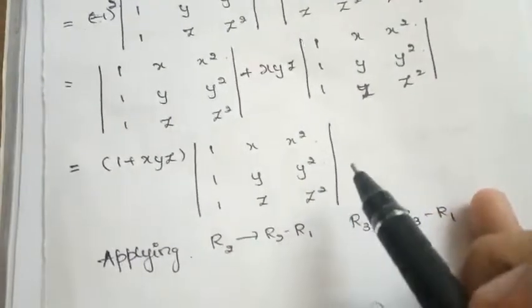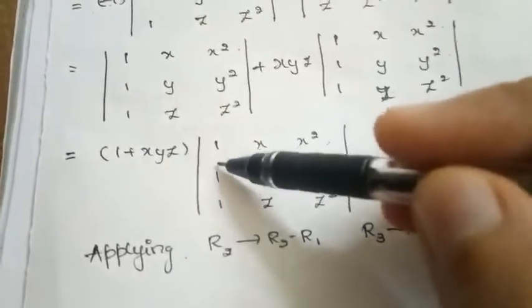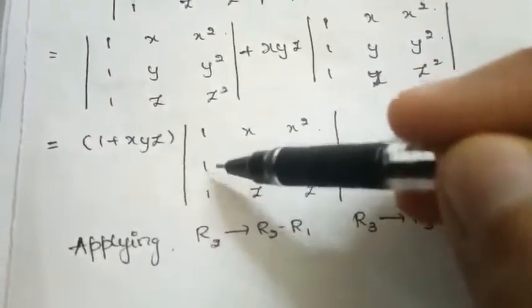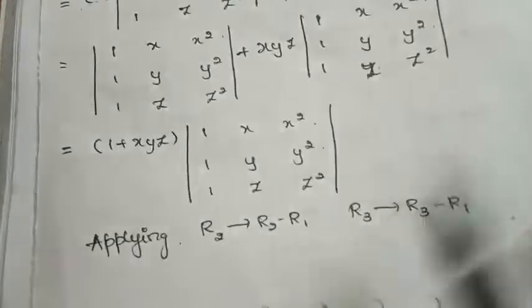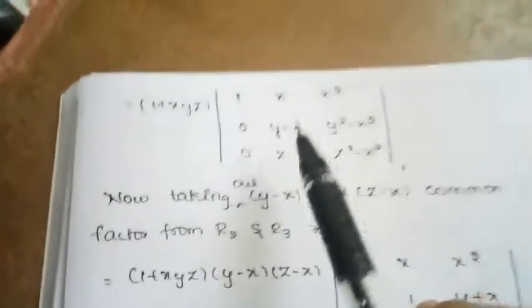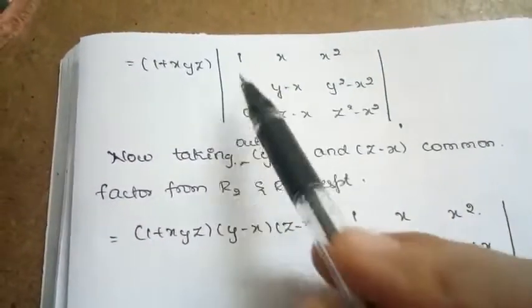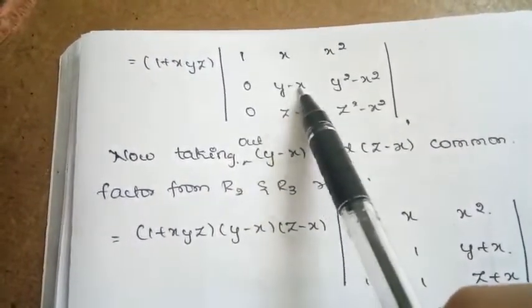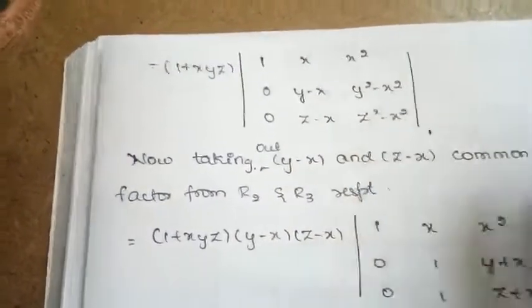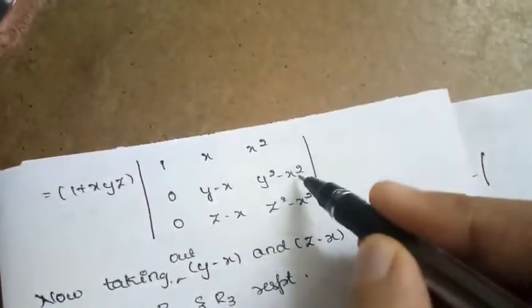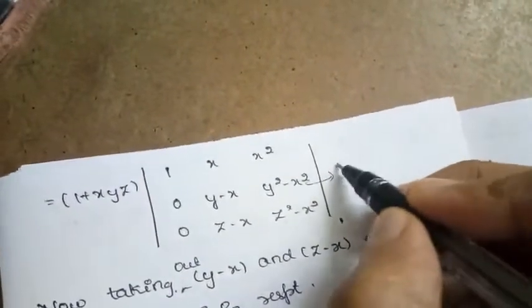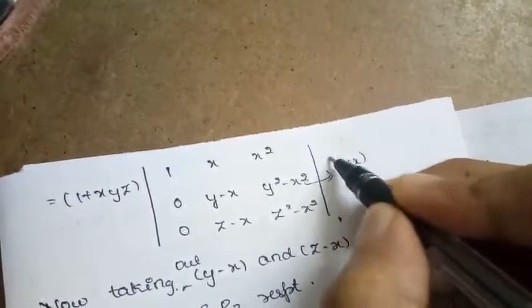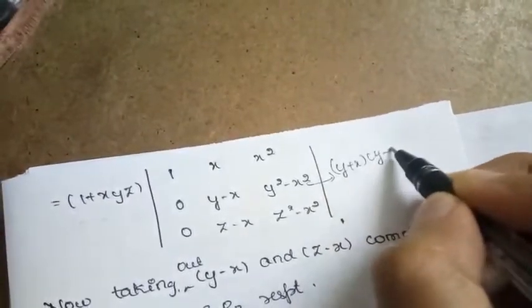I got this determinant. Now I will simplify this determinant in the common manner, that I will make these 2 elements equal to 0 by using these two row operations. So now applying those row operations, I made these two elements equal to 0. Now as usual you can see here this is y minus x, and here it is y square minus x square, and we know the identity y square minus x square is nothing but y plus x into y minus x.